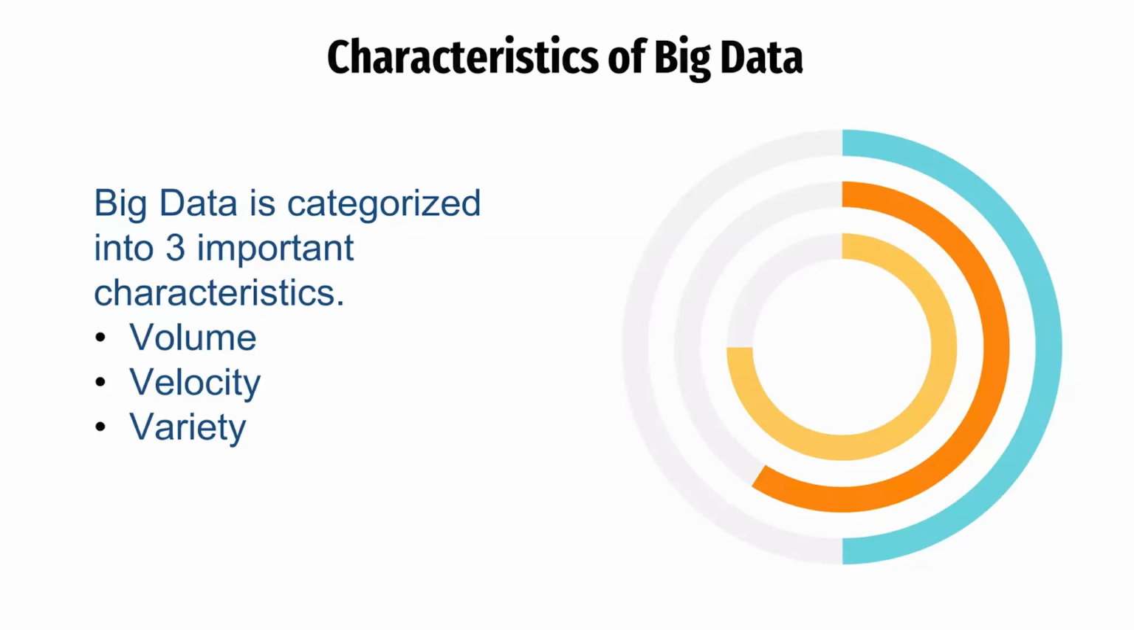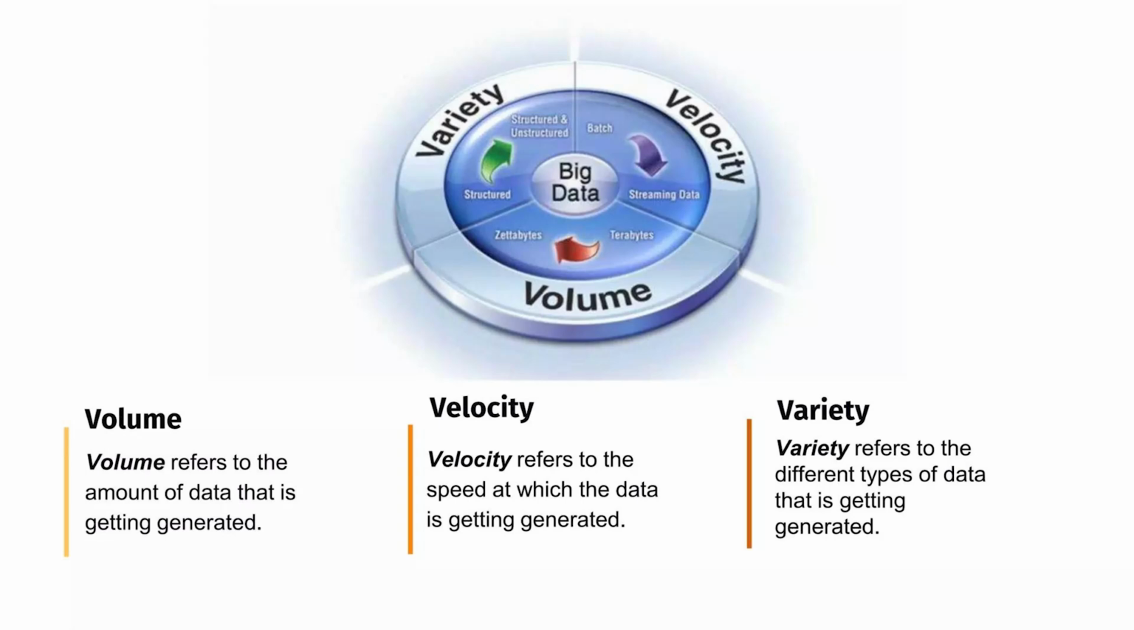Next, characteristics of big data. Big data is categorized into three important characteristics: volume, velocity, variety. The volume refers to the amount of data that is getting generated, that is gigabytes, terabytes. These are called volume.